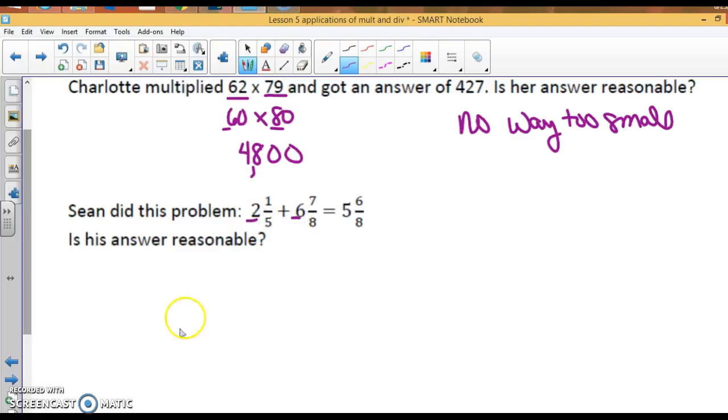Let's look at this. 2 plus 6 is 8. Is 5? 5's not even close. There's no way that's right. I have no idea how he ended up with 5, but his answer is not close to being right because the whole number is way off. It's way too small. So, is his answer reasonable? No. And you need to be able to explain that. I said, well, 2 plus 6 is 8, so this has to be 8 or more because you have these two fractions. It can't possibly be 5.